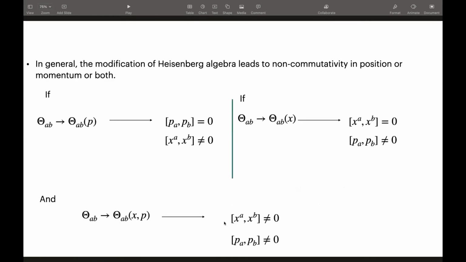So consider the consequences of theta being a function of only momentum. In that case, non-commutativity appears in the position coordinates, and if theta is a function of position only, then there will be non-commutativity in momentum. And if theta is a function of both, then there will be non-commutativity in both position and momentum. This is the consequence of the Jacobi identity. If we include the Jacobi identity, we can get these results easily.